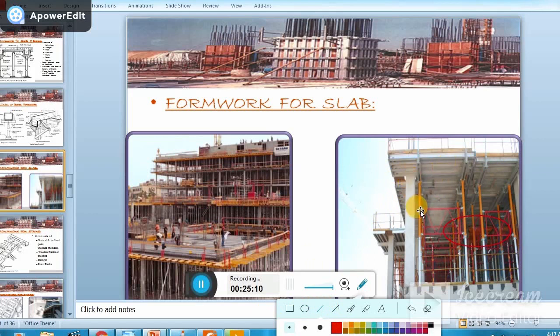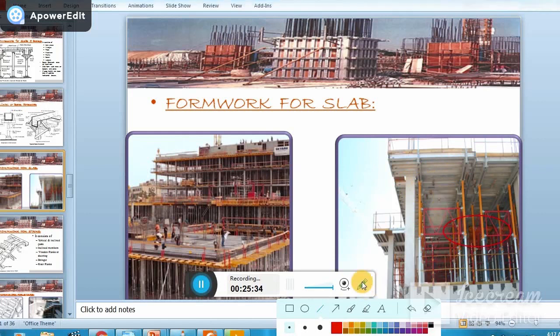They support this formwork on the beams. They place those boards on the beam, and that beam basically supports the load of that formwork. There is no external or extra vertical support, but beams are responsible for taking that load of the formwork. Clear?